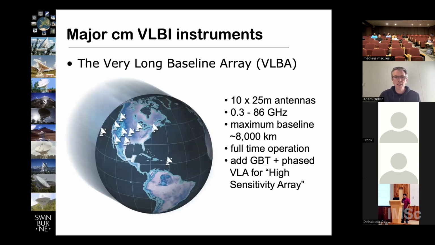The one that I've used most extensively through my career is the Very Long Baseline Array in the USA. The reason it's the one I've used the most is because it's the only full-time, low centimeter VLBI instrument in the world. So it's 10 antennas, each of diameter 25 meters. So it's moderately sensitive, but not incredibly so. It has a very wide frequency range covering from 327 megahertz up to 86 gigahertz. For pulsar science, we tend to be focused on the 1 to 2 gigahertz range. And it has a maximum baseline of 8,000 kilometers.